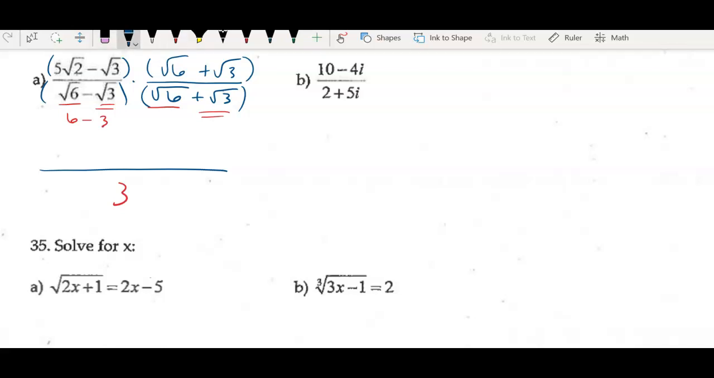The numerator is a bit more complicated. We have to FOIL that. I'm going to start FOILing it. I get 5 radical 12. 5 radical 2 times radical 6 is 5 radical 12. Plus 5 radical 6, which is 5 radical 2 times radical 3. Now I'm going to multiply by square root of 3. That's minus square root of 18, minus, oh, square root of 3 times 3 is just 3.